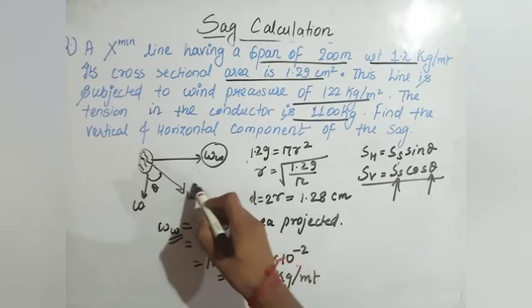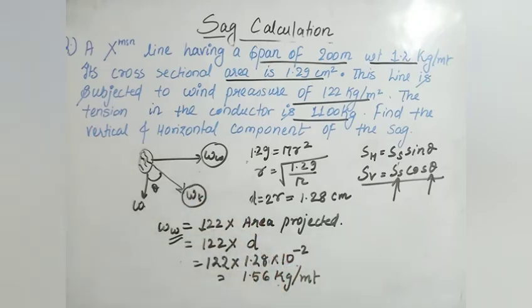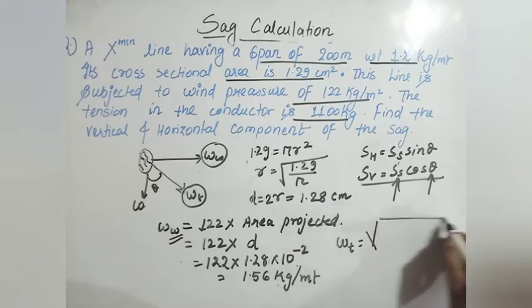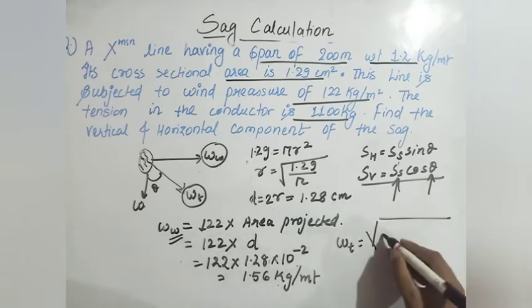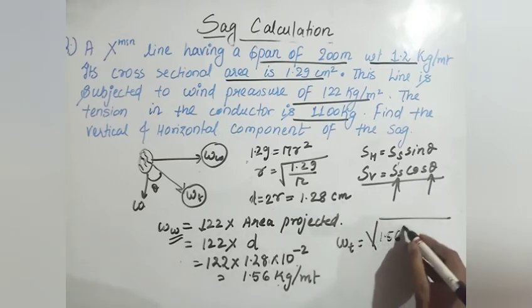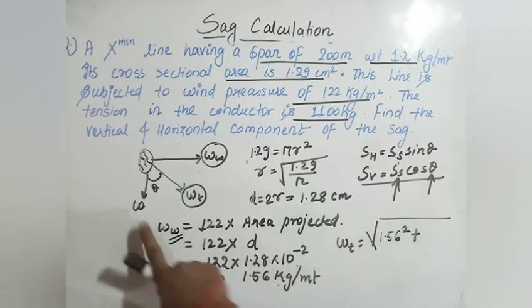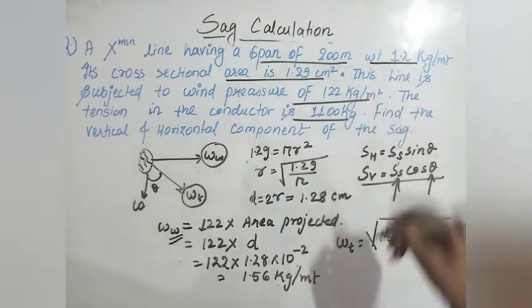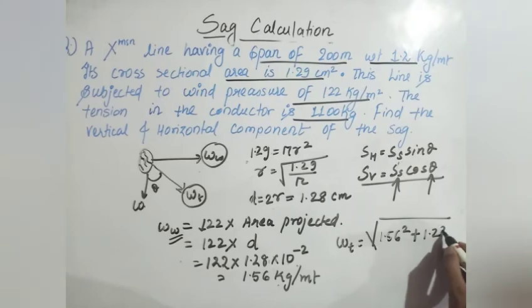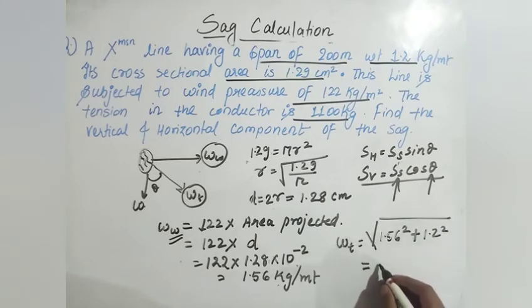Now we need the equivalent weight, which will be equal to under root of weight of wind, that is 1.56 square, plus weight of conductor, that is 1.2 square. You will get 1.96 kg per meter.